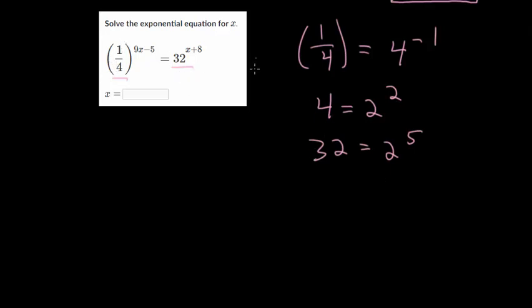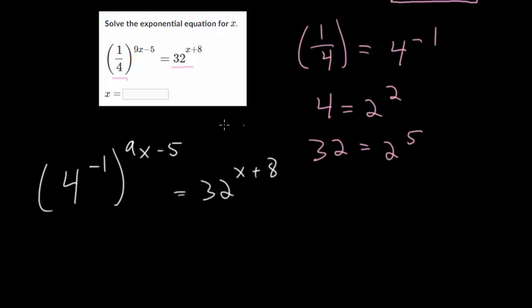So let's rewrite them. And I'm going to rewrite this with the negative exponent. We'll get rid of that first. So we have 4 to the minus 1 to the 9x minus 5 equals 32 to the x plus 8. And we'll distribute this negative to each of these since we have an exponent to an exponent. So you get 4 to the 9x plus 5 is 32 to the x plus 8.